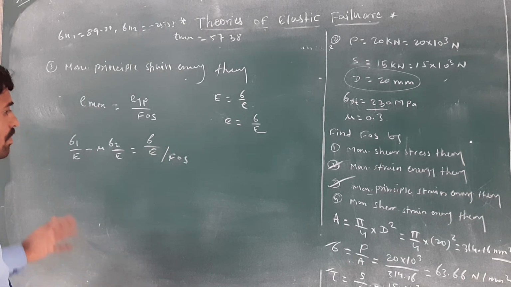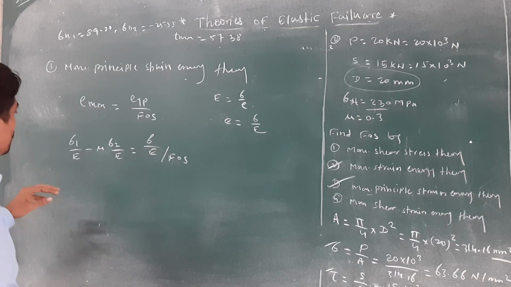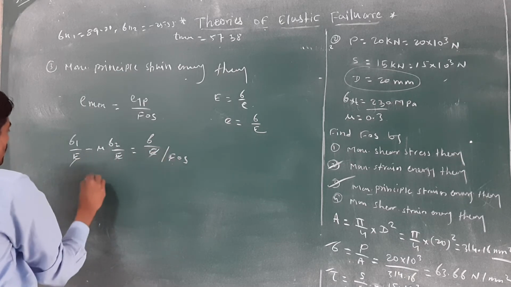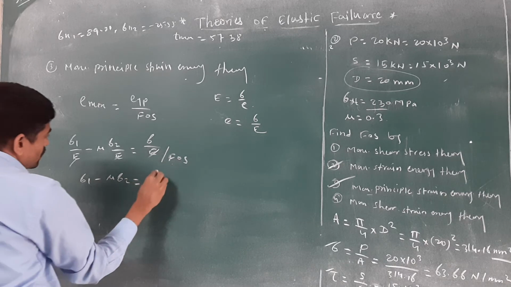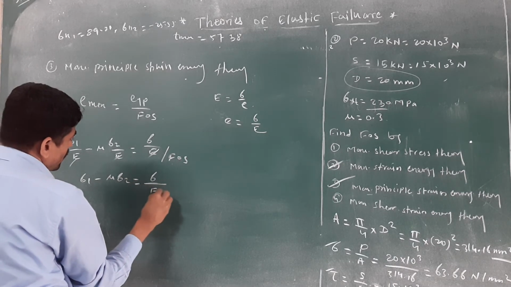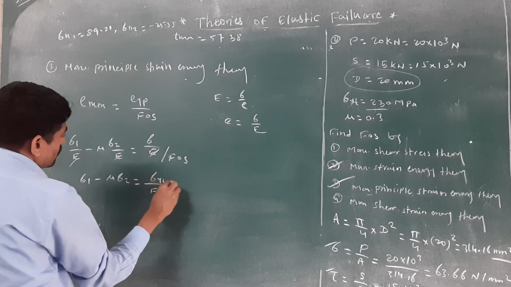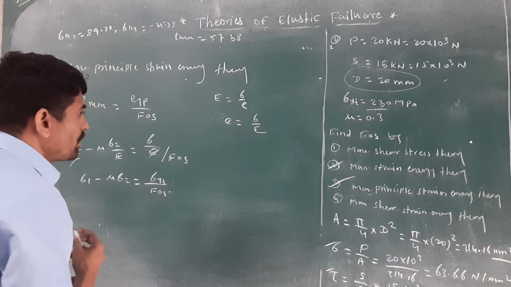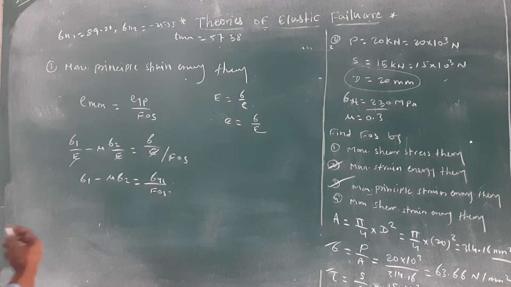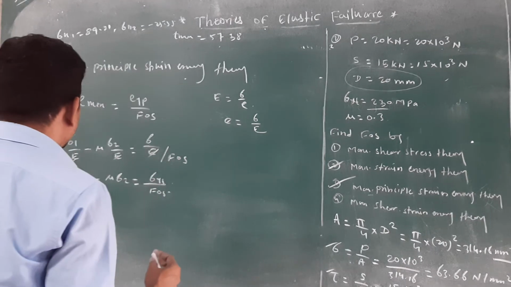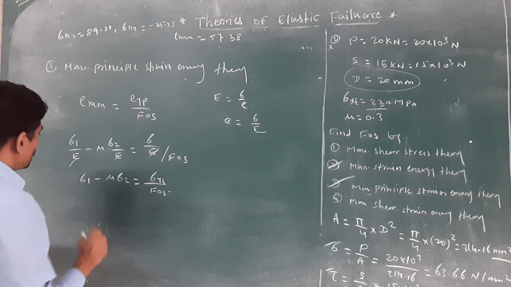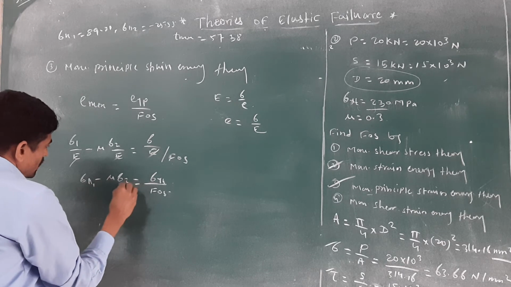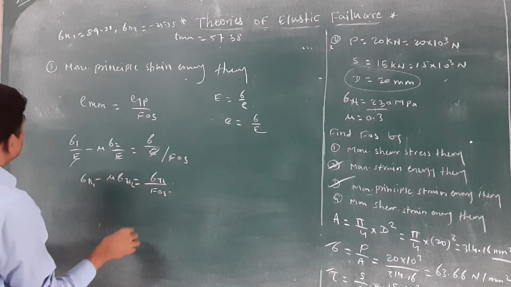We have taken the common E, this E gets cancelled and you will get sigma 1 minus mu sigma 2 is equal to sigma upon factor of safety, sigma yp upon factor of safety. Okay, this formula you will get. Then put the value here. What is sigma 1? Sigma n1, remember that. And sigma 2 means sigma n2.